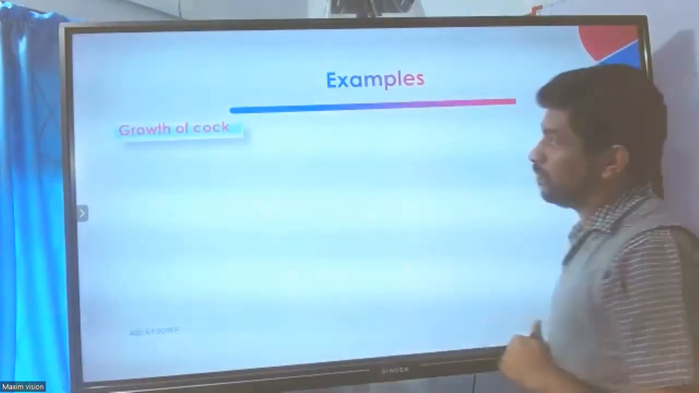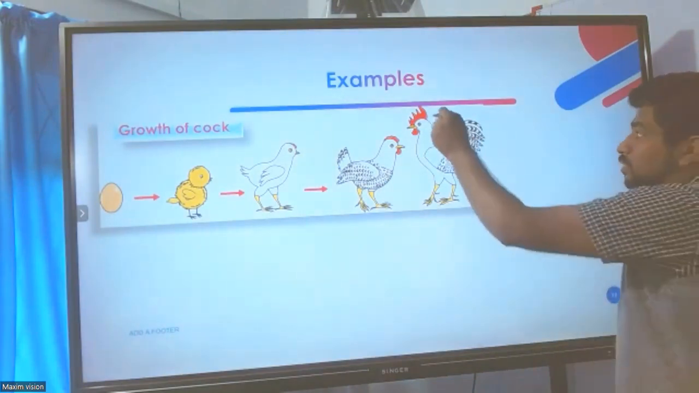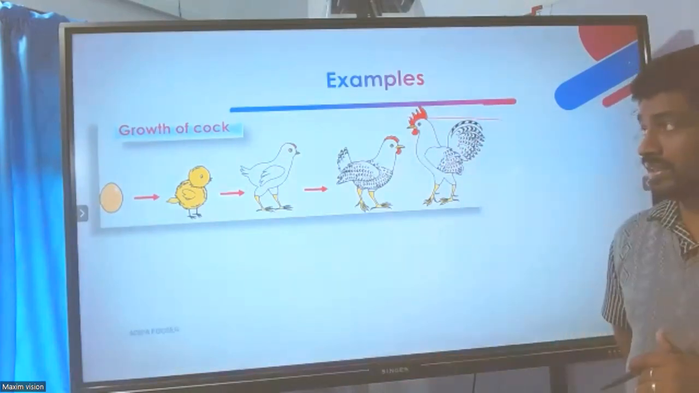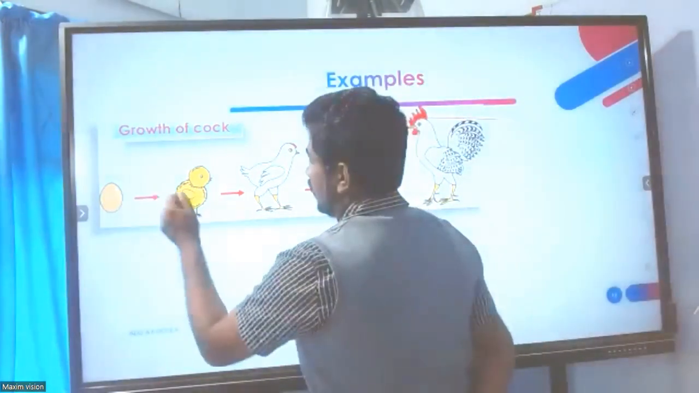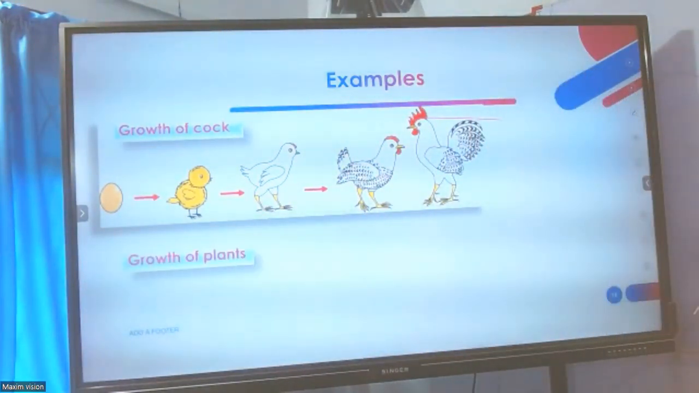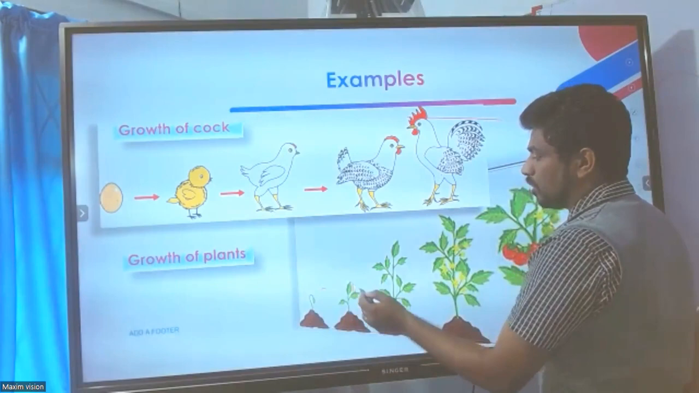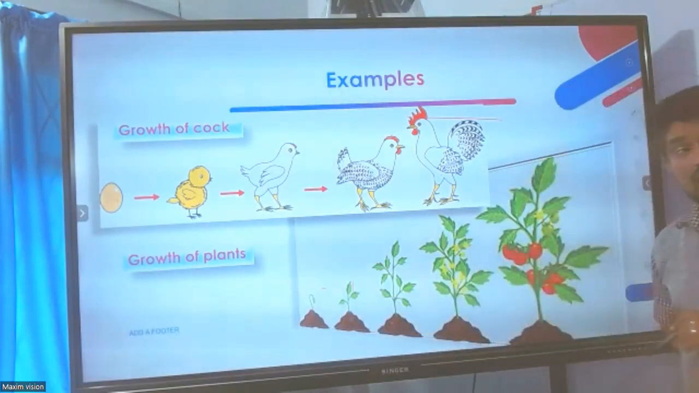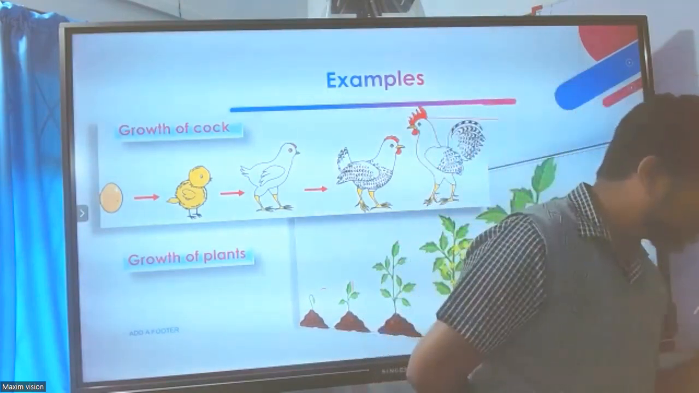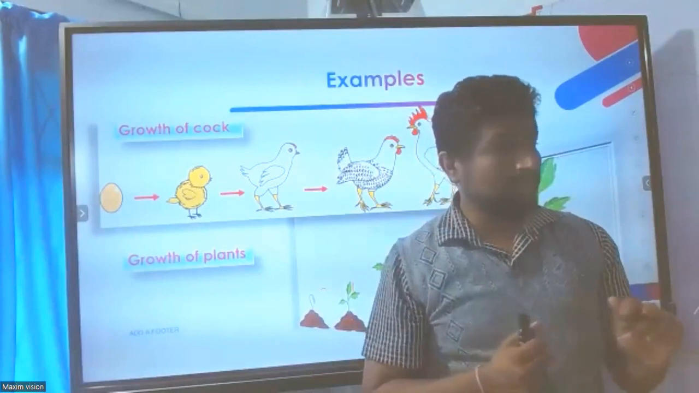So remember, animals' growth is limited. Once it gets matured, it won't grow further. Now here you can see eggs, then chick, then young cock, then adult cock. Then here, growth of a plant. A small plant germinates, making a small plant, then gradually increasing in height. Animal growth is a limited one. Do we grow every day? No. But plants are growing unlimited.